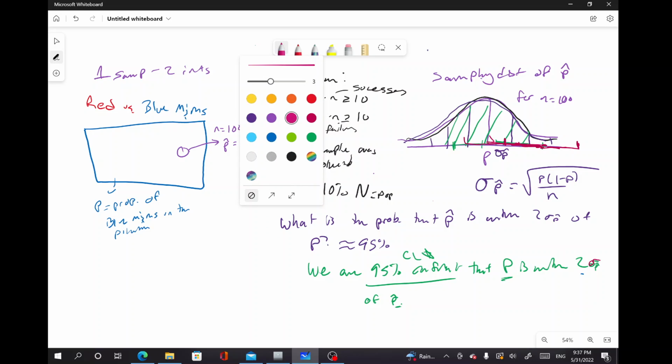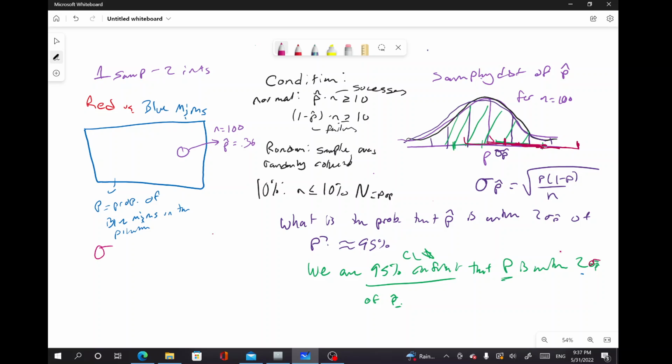So what we're going to do is substitute the standard deviation of p hat with the standard error, which is a new statistic. We're going to substitute essentially p for what we know, which is p hat. So it's going to be the square root of p hat times 1 minus p hat over n. Again, we want to do this for n equals 100. Then we just plug this in. So we have our sample proportion 0.36 times 1 minus 0.36 over 100 equals 0.048.